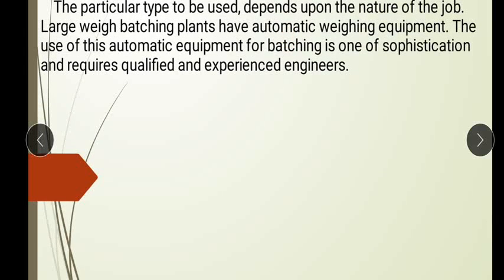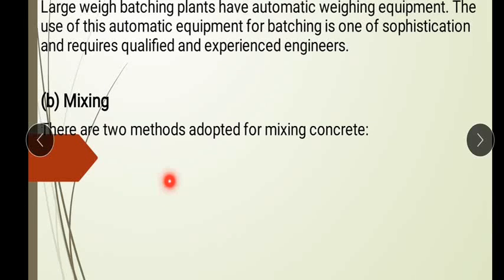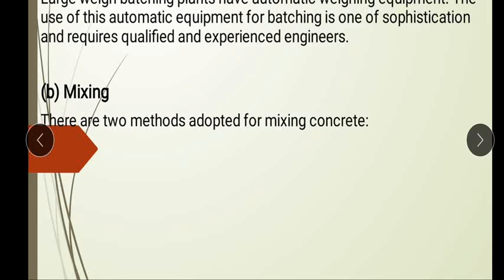So for that, wave batching is the better one to mix concrete in a better way. The next process is mixing. After getting the batching, we need to mix the concrete. There are generally so many methods to mix concrete, but in general we have only two kinds: either hand mixing or machine mixing.